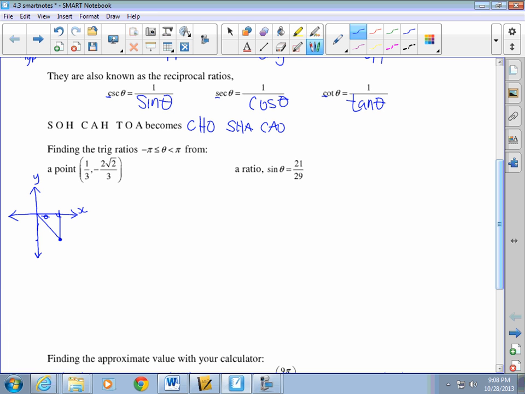So I know that this value here is a 1/3, and I know that this value here is negative 2 square root 2 over 3. So where this is the same as last time is you do the same types of things. You identify your variables, and then you have to solve.